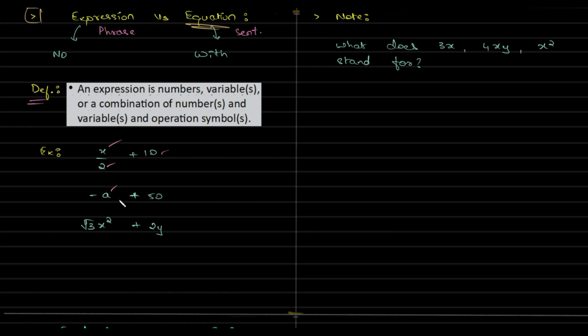Negative a, where a is your variable, and negative 1 over here is your number, and 50 is another number. x square is your variable with an exponent power of 2. Root 3 and 2 are your constants, and y is your variable. So here we looked at an idea about what an expression is. Of course, there are a lot more examples, and I want to add this as well: 10 plus 20 is also an expression.